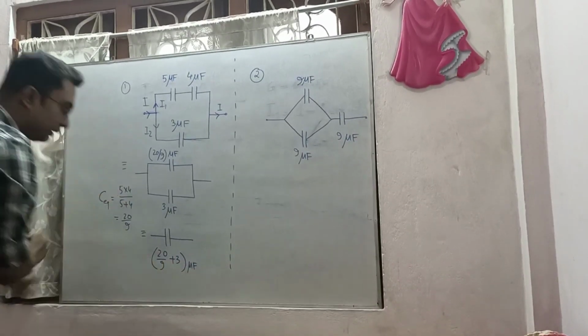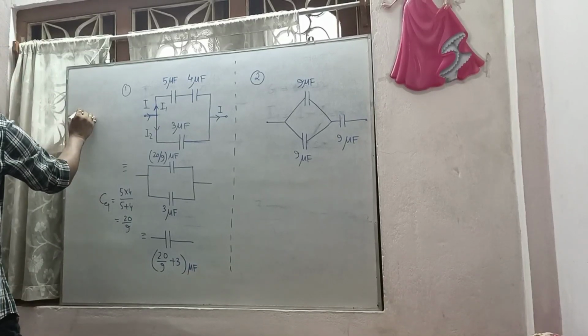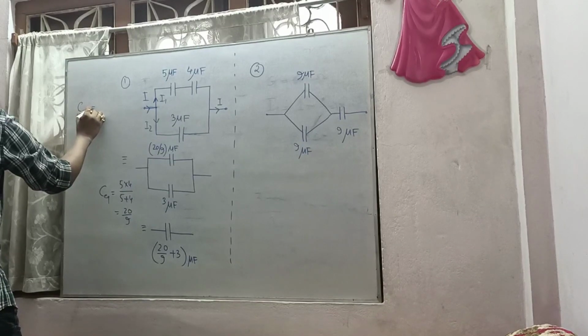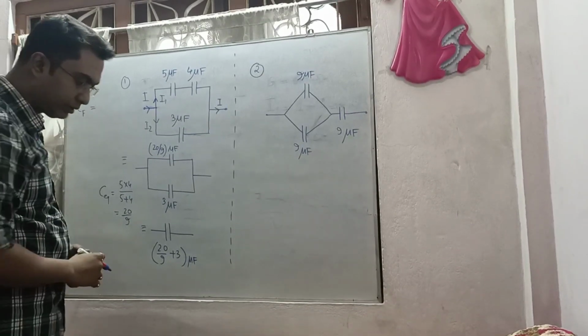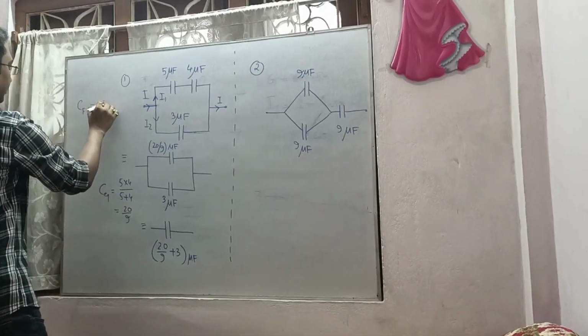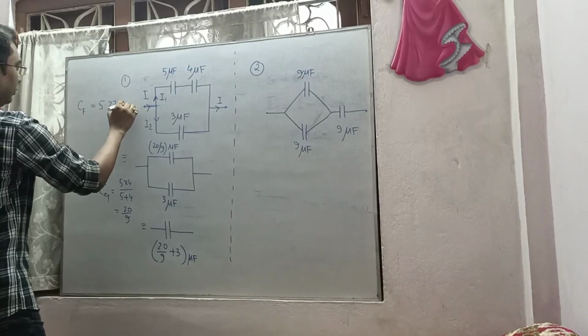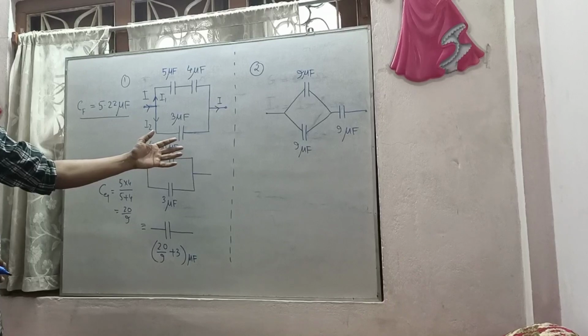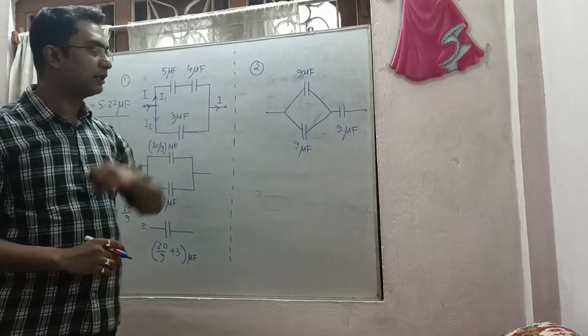So if we calculate this one, our result will be, that is C result or C final, whatever you can write, that is equal to, it will come out as 5.22 microfarad. You can do it easily in the calculator. So this is the result of the first numerical. Okay, now let us move to the second numerical.